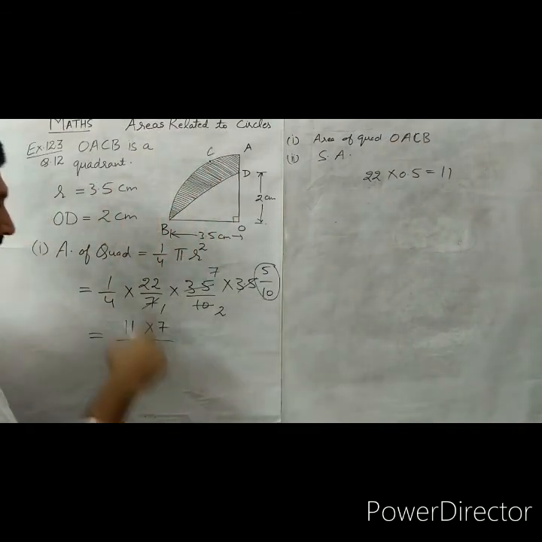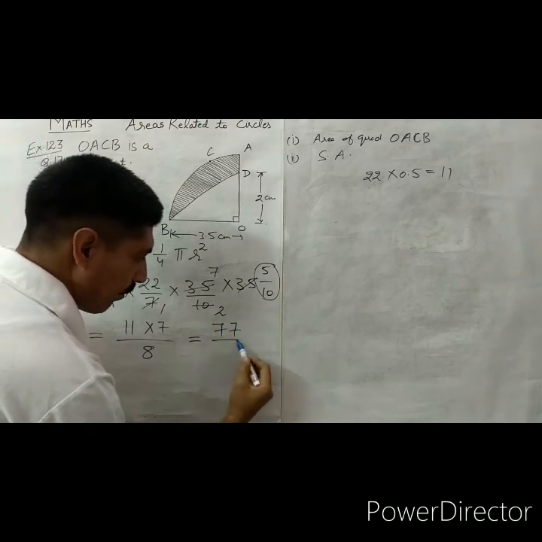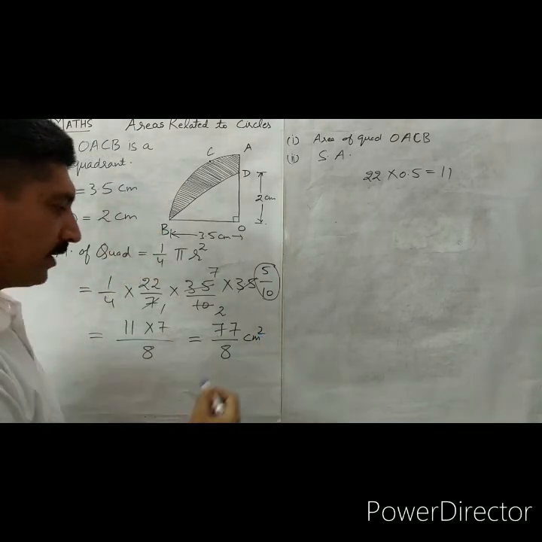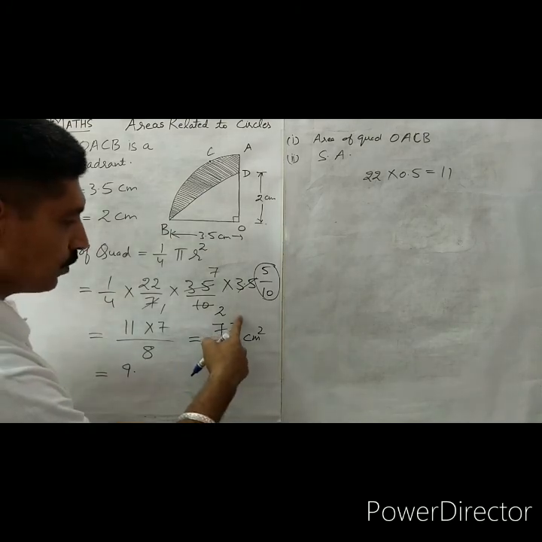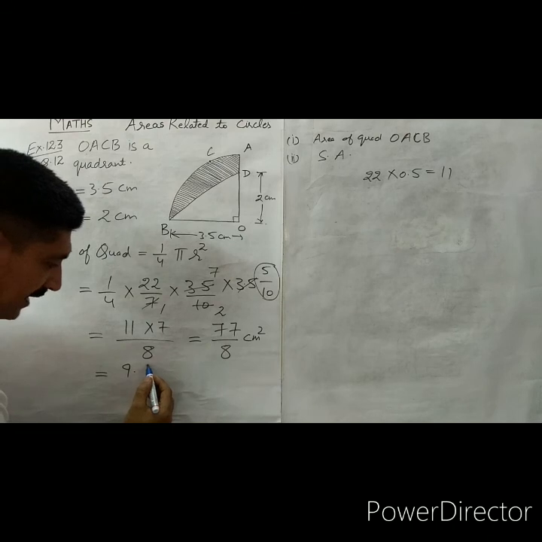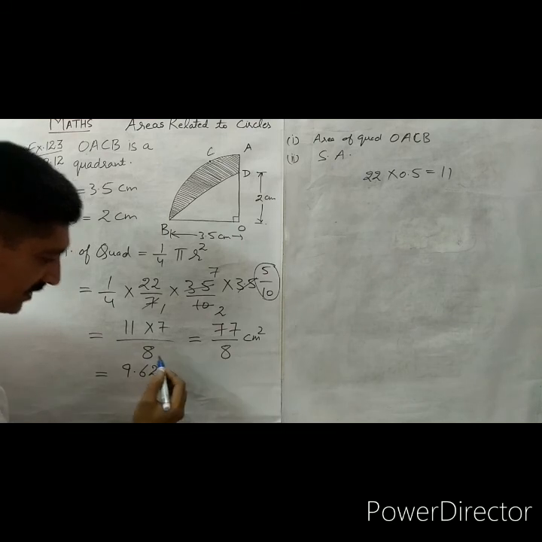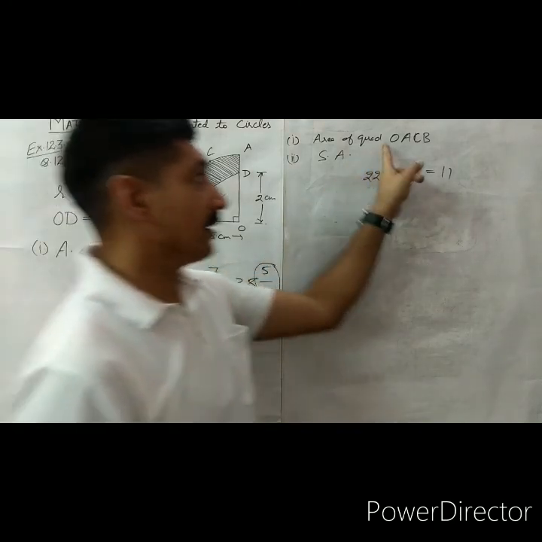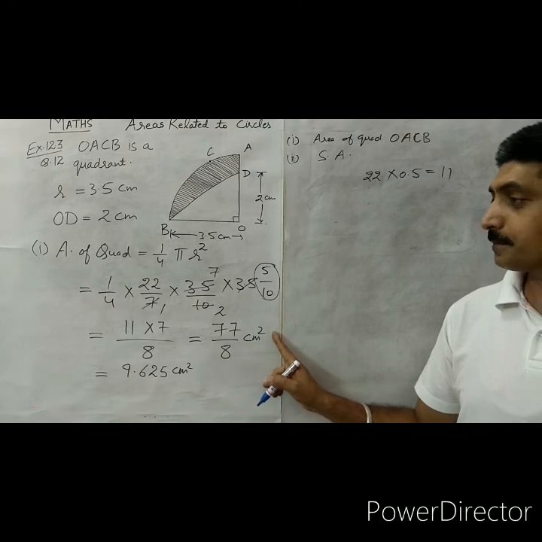So we have the area of the quadrant is equal to 77 upon 8 centimeter square. So this is the answer. Near about, if we multiply it, it is near about 9.6 centimeter square here. So the first part, the area of this quadrant is 77 upon 8 centimeter square.